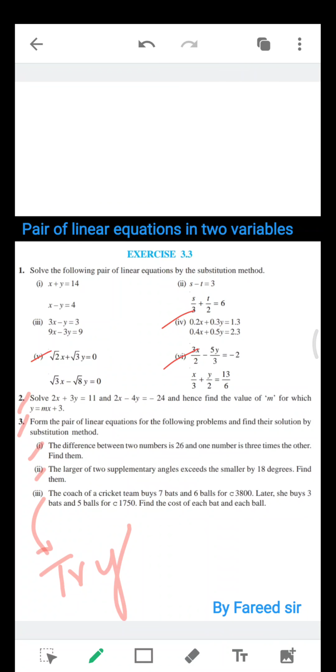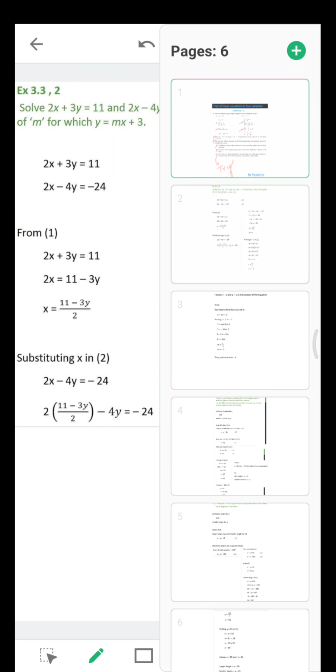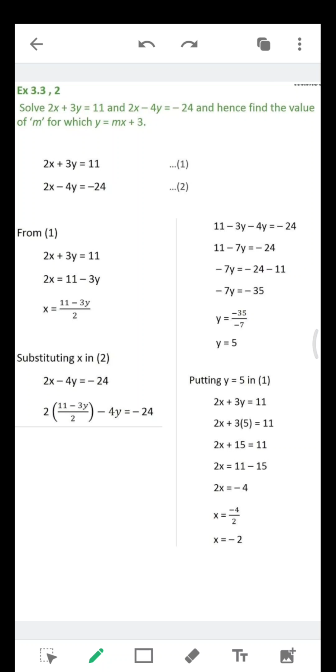Question number 2 says: solve these two equations and hence find the value of m for which y equals mx plus 3. So very simple, we have to solve these equations by the substitution method. The two equations are here with you. I'll number them as equation 1 and 2. Following the same procedure, we'll take equation number 1. You can take any equation, as I said. We'll solve these two equations and find the x and y values.